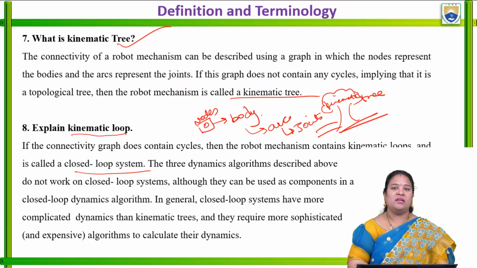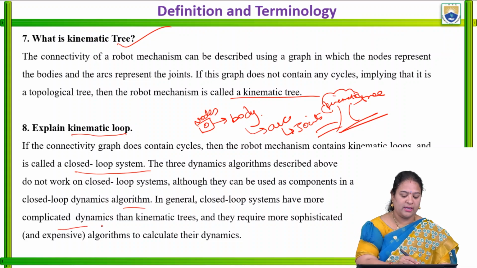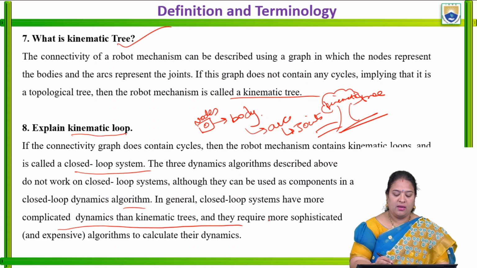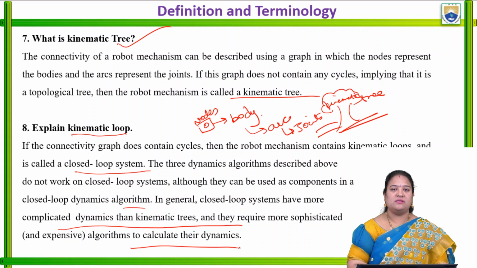Now, in this particular kinematic loop, we have three dynamic algorithms, although they can be used as components in a closed loop dynamic algorithm. Generally, we call the closed loop system one with more complicated dynamics than a kinematic tree, and it requires more sophisticated algorithms to calculate its dynamics.